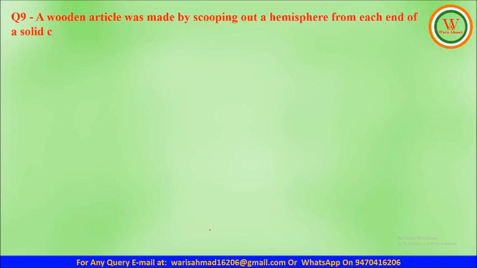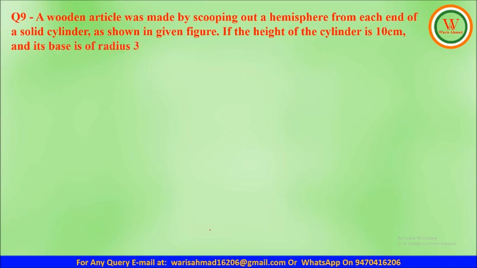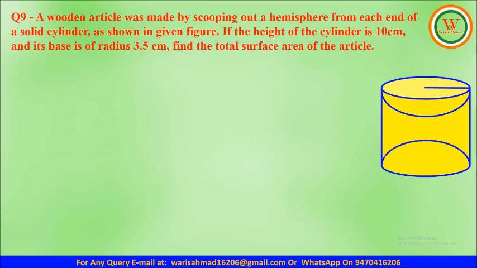Now let us see the solution of question number 9. A wooden article was made by scooping out a hemisphere from each end of a solid cylinder as shown in the figure. If the height of the cylinder is 10 centimeter and its base is of radius 3.5 centimeter, find the total surface area of the article. So the figure is given here. The hemispherical part is removed from the bottom as well as from the top also. This whole part is removed. This is hemispherical in shape and the top is also removed, which is hemispherical in shape.